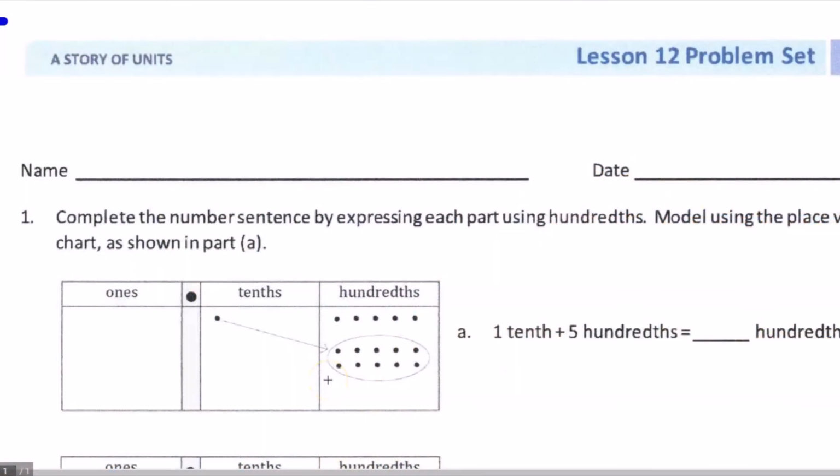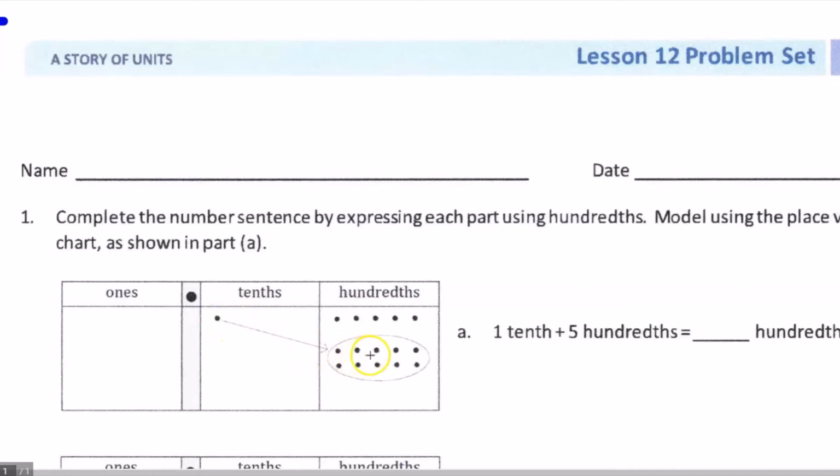Okay, here we are with the Lesson 12 problem set. And as you can see on the very first problem, we have the good old place value work. And it says, complete the number sentence by expressing each part using hundredths. Model using the place value chart as shown below, or shown in part A. So it's showing you on the first one that when you have tenths and you want to change it into hundredths, you're going to regroup to the right.